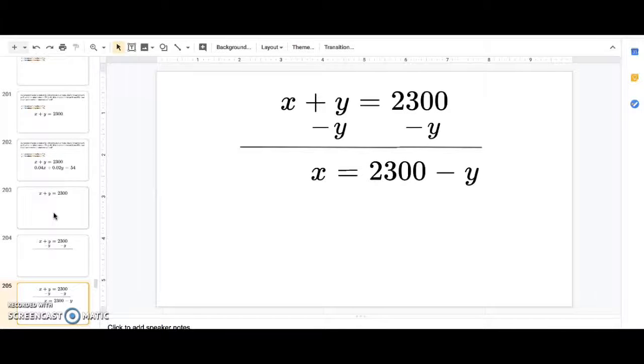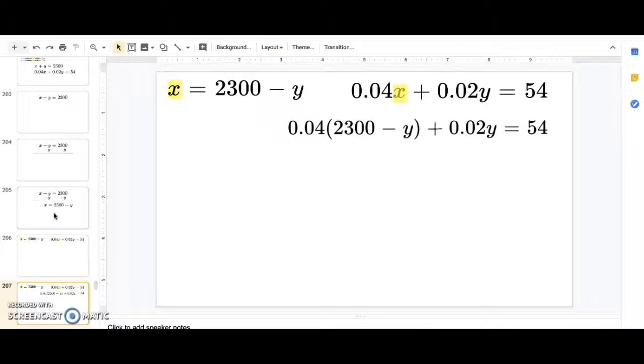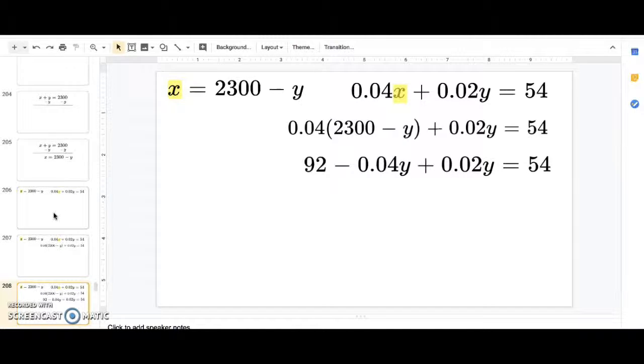So x equals 2,300 minus y. Substituting that in for x, taking that out and replacing it with 2,300 minus y, I will have to distribute the 0.04. 0.04 times 2,300 is 92, minus 0.04y plus 0.02y equals 54. Combine my like terms, I'll have negative 0.02y.